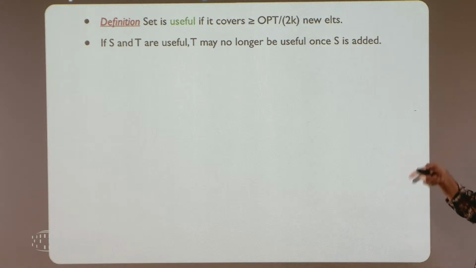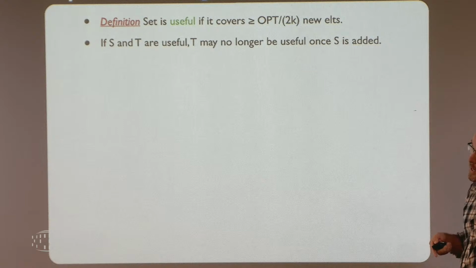Okay, so the general idea for the dynamic algorithm is using a technique called sample and prune, if you've seen that before.